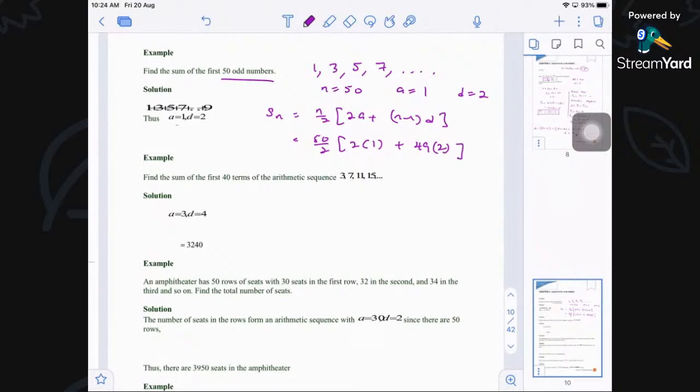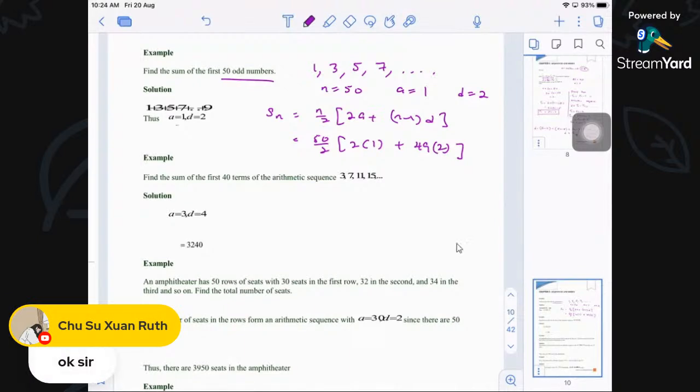Any problem until here? Everybody okay? Can accept this, right? Okay, good. If everybody is okay, I move on some more. So from here you can tell me this is 25 times (2 plus 58). No, 49 times 2 is not 58. 49 times 2 is going to become 98. Yes or not? So 98 plus 2 is 100. 100 times 25 is 2,500. That should be the answer.